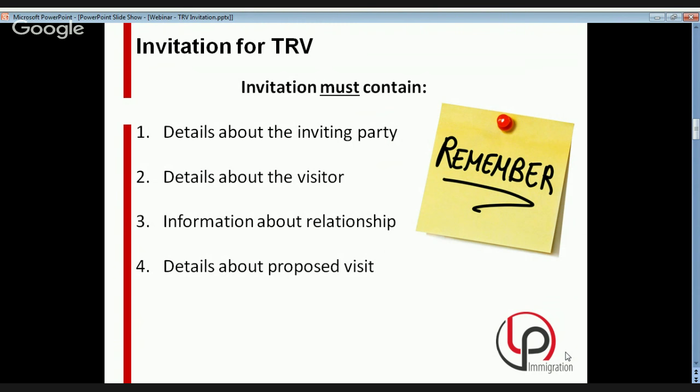Are they friends? Are they relatives? How long do they know each other? How often do you meet? Everything that may help an officer to better understand the situation. Information about the planned visit: dates, locations, accommodation details, and so on and so on. Now, we'll explain this one by one.